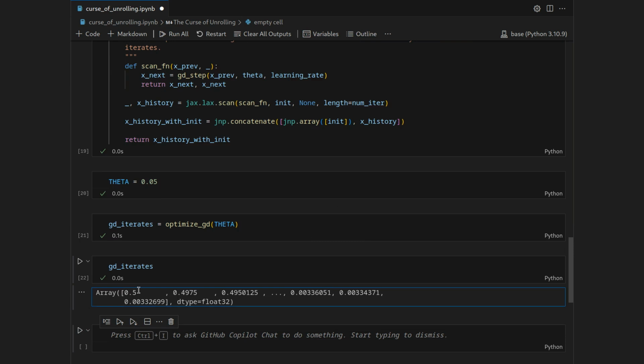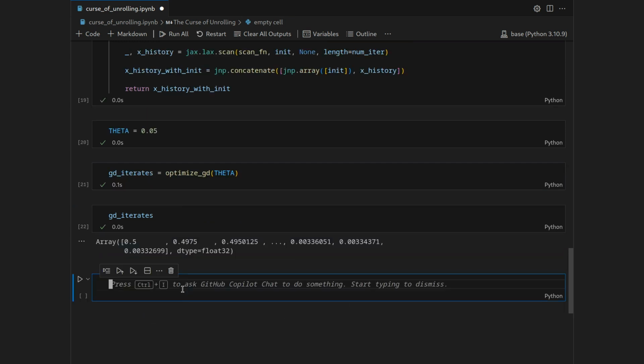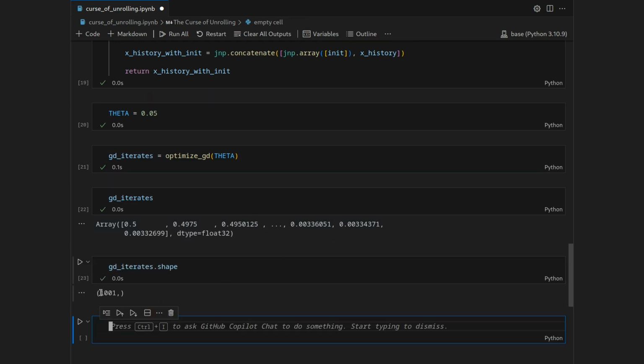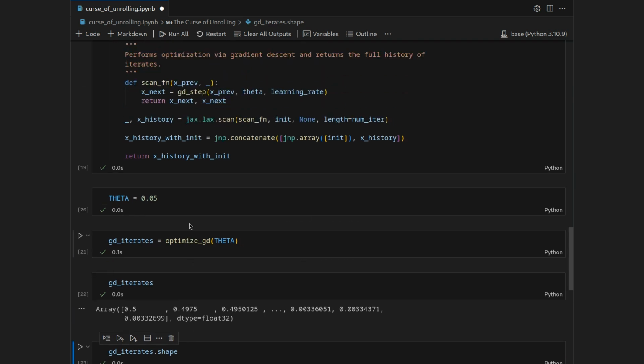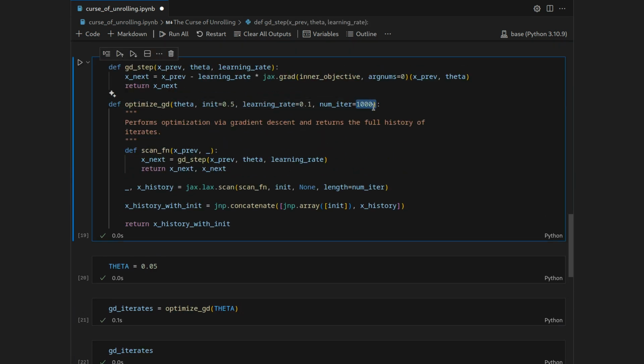We start at 0.5. That's the initial point, or the initial start, for the optimization. Then in the next step, we are at 0.4975 and so on and so forth. And we reduce it and we go down to almost 3 digits after the comma. Still not fully 0, which would be the analytical optimizer, but it's already quite a progress made. Let's also take a look at its shape. So gd_iterates.shape. We see it's a 1001 dimensional vector because we not only performed 1000 steps, but we also concatenated the initial condition to it.